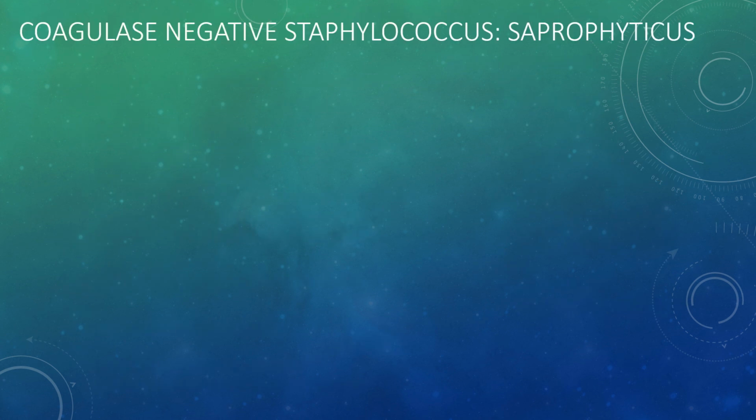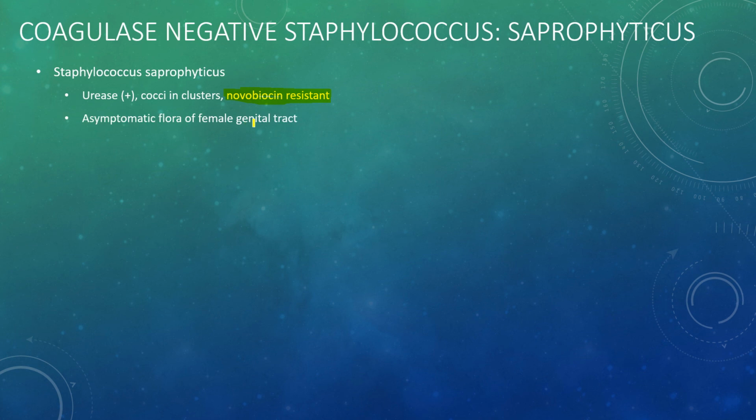Now coagulase-negative staph, part 2, Saprophyticus. This one's a lot simpler and doesn't have as many features, and it's not as dangerous as the other types of staph. So it should be a pretty quick one to go through. So Staph Saprophyticus, novobiocin resistant. This is how you differentiate it from Staph epidermidis.